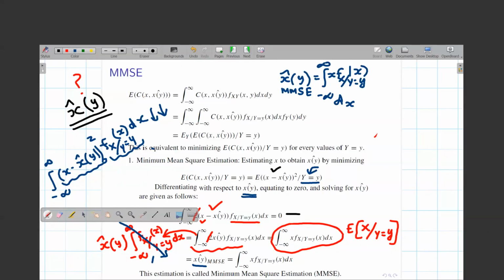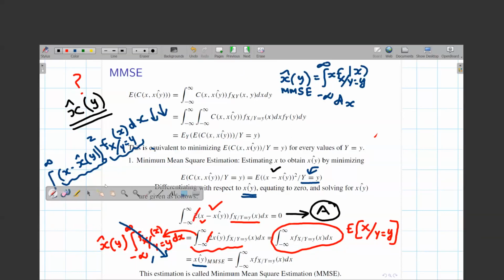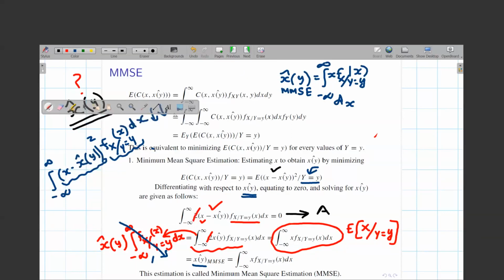We are differentiating this. This is the equation we are differentiating with two. I'm sorry. We are differentiating this. Okay. And that is written expanded here. This is the same.